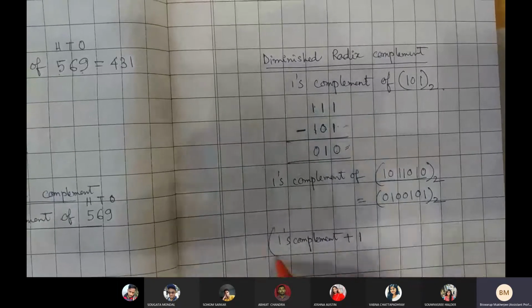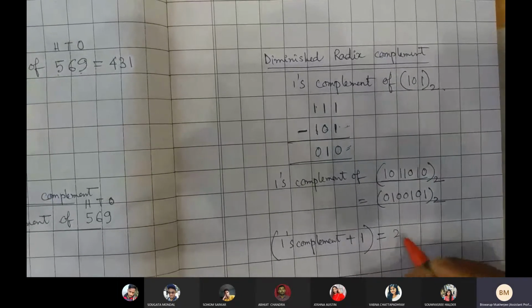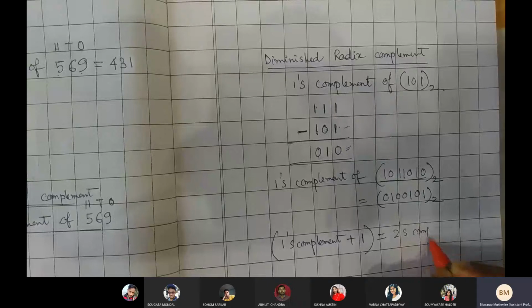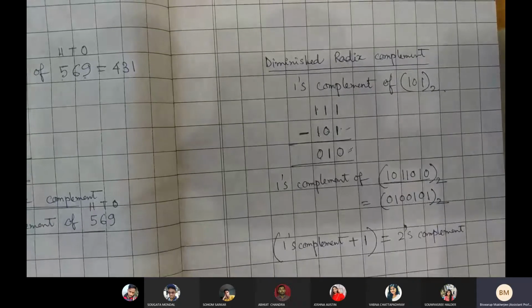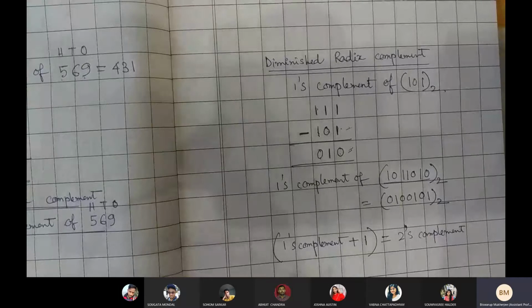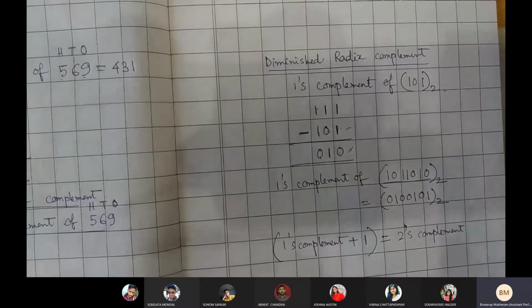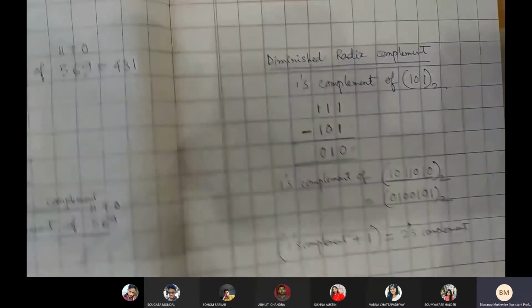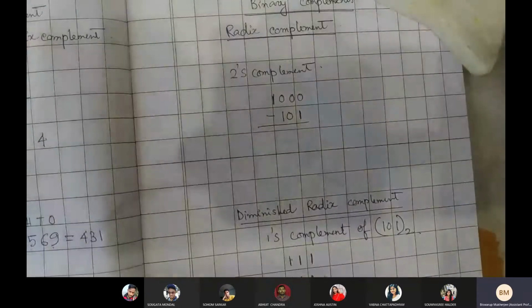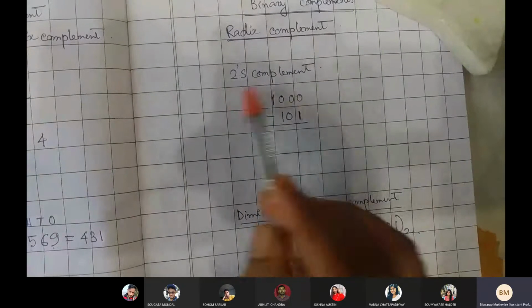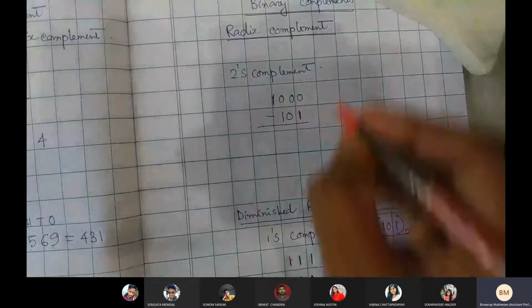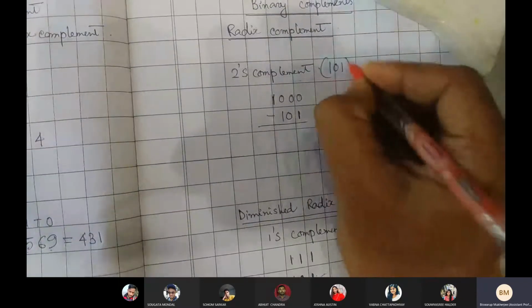plus 1 will provide you 2's complement, right? Because already we have seen that the diminished radix complement plus 1 is what we get as the radix complement. So again the same. We have to find out the 2's complement of 101, right?